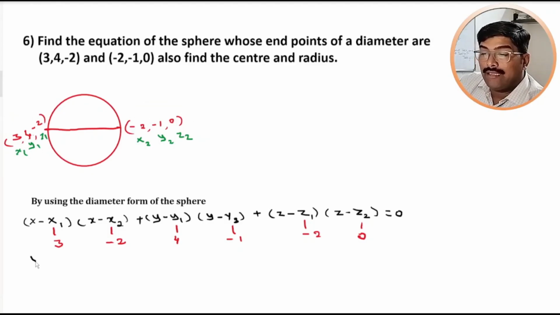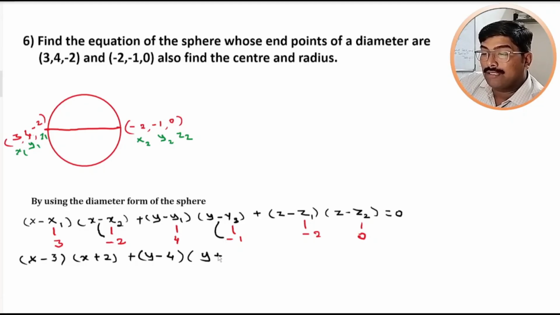So we can write it as x minus 3 into x, this minus into this minus becomes plus, so you will get plus 2, plus y minus y1, y1 value is 4, so that is y minus 4 into y, this minus into this minus is equal to plus, so you will get plus 1, plus z minus, into this minus is equal to plus 2, so this is plus 2, into z minus 0 is equal to 0.